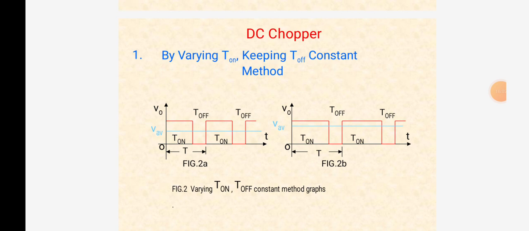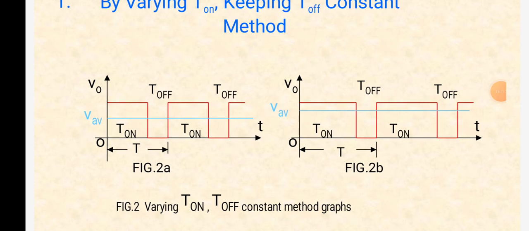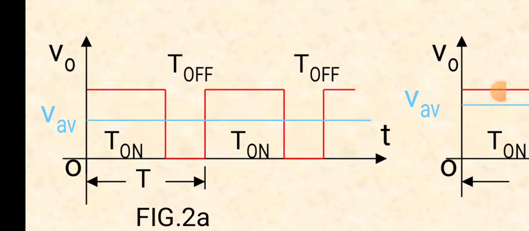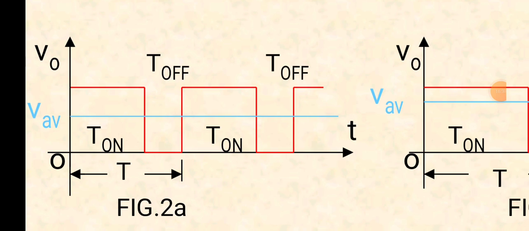In DC chopper, by varying T on, keeping T off constant method, we can observe two figures. In the first one, we have the turn off and turn on periods. The blue line indicates the average voltage and the red indicates the output voltage. The total time is T on plus T off.